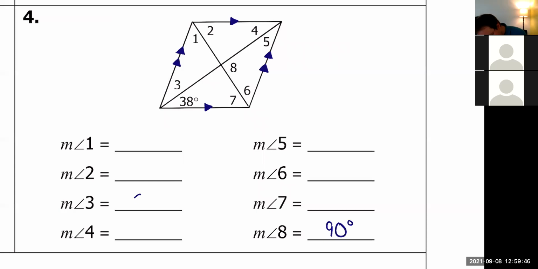So angle 3 is 38 degrees. But then if I jump over to the opposite side where 4 and 5 are sitting, they're also 38. So 4 and 5 are also 38 degrees.